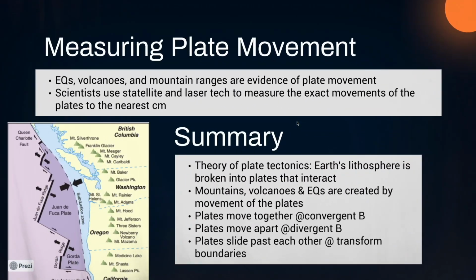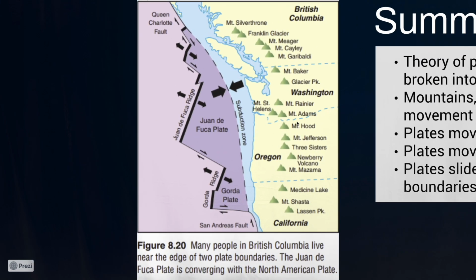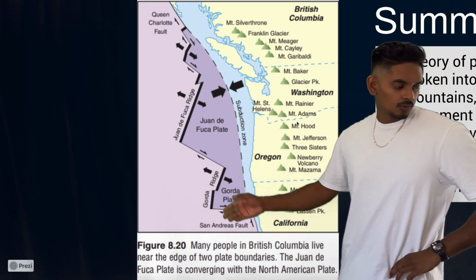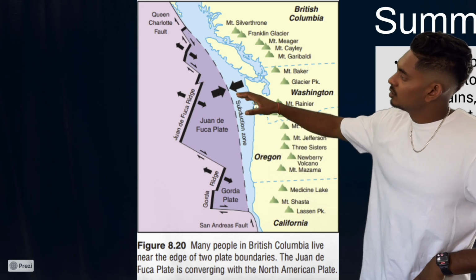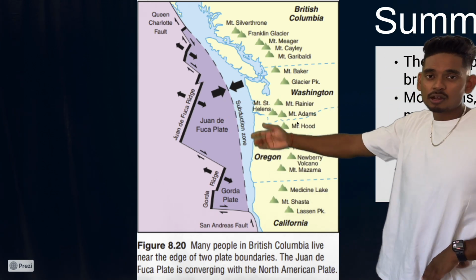Measuring plate movement. So how do we measure all this cool stuff? Earthquakes, volcanoes, and mountain ranges are evidence of plate movement. Scientists use satellites and laser technology to measure the exact movements of the plates to the nearest centimeter. So check this out. This is the Juan de Fuca plate, and it's creating a subduction zone with the North American plate. This is the one that everybody's worried about.